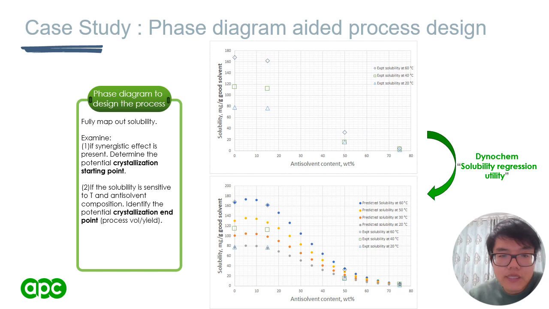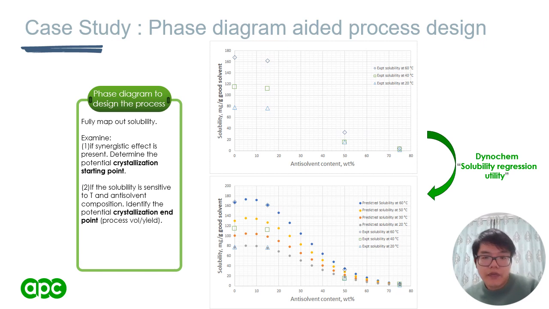Before we started process development at EasyMax scale, a solubility phase diagram was fully mapped out to determine the appropriate crystallization starting and end point. For solubility measurement, we typically measure solubility at 3 different temperatures, and at each temperature, we measure 3 to 4 solvent compositions. By using the DynoChem solubility regression utility, we can fully map out the solubility in the solvent composition ranges of interest and at different temperatures.